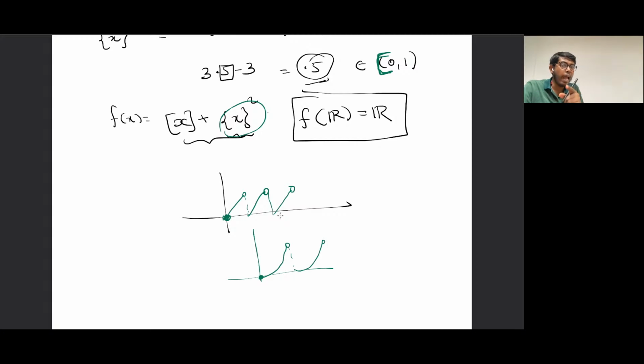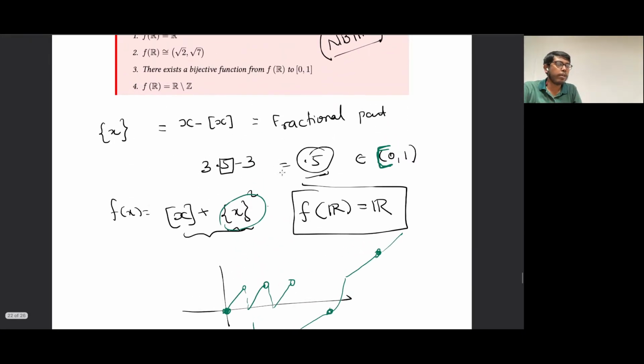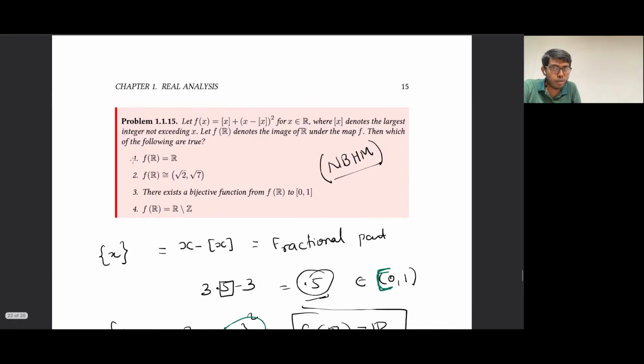Okay. And if you add x, it will just add it. Again, it will go from here. Again, add it. It will go from here. So it's like all continuous thing. So it will cover the whole real number. Okay. So if the image is R, this option is correct.